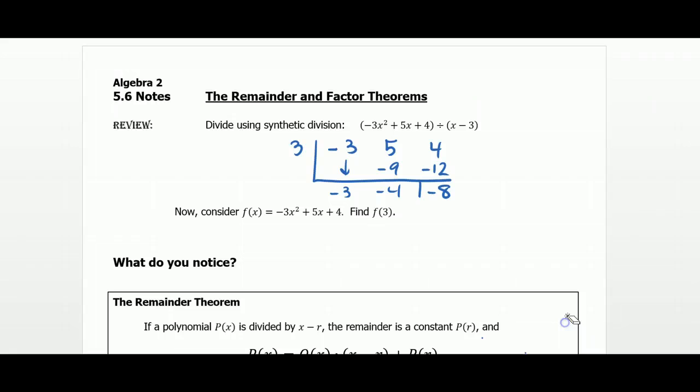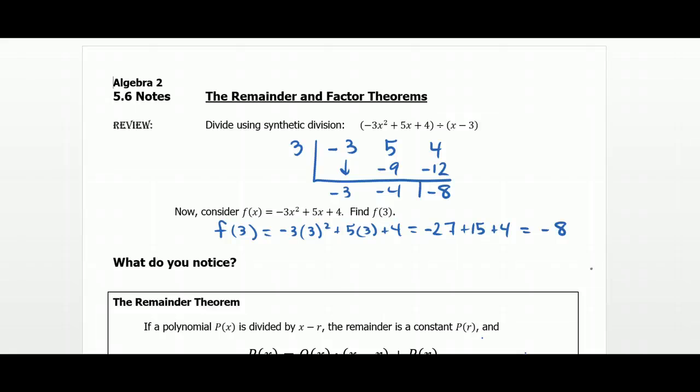Okay, so hopefully when you did your synthetic division, you got this for your work. x minus 3 goes into negative 3x squared plus 5x plus 4 with a remainder of negative 8. So now what I'd like you to do is pause the video again, and this time evaluate the following polynomial function, f of x equals negative 3x squared plus 5x plus 4. So you're going to find f of 3. So take a moment and complete that, please.